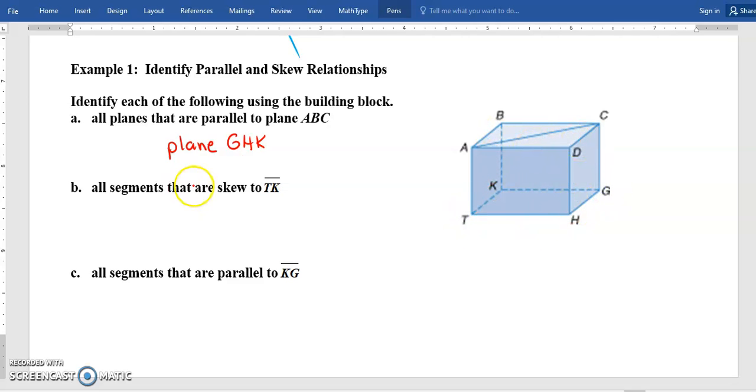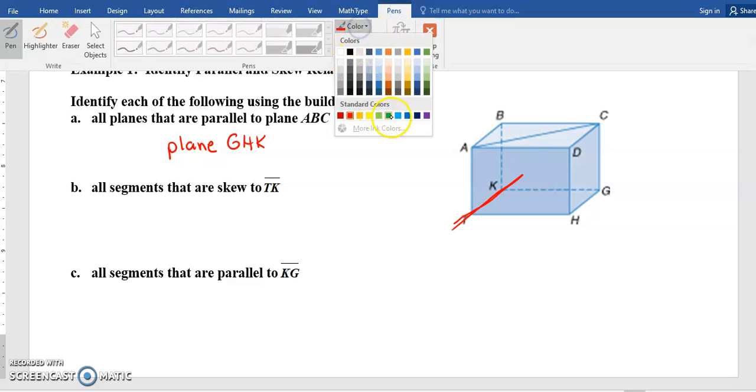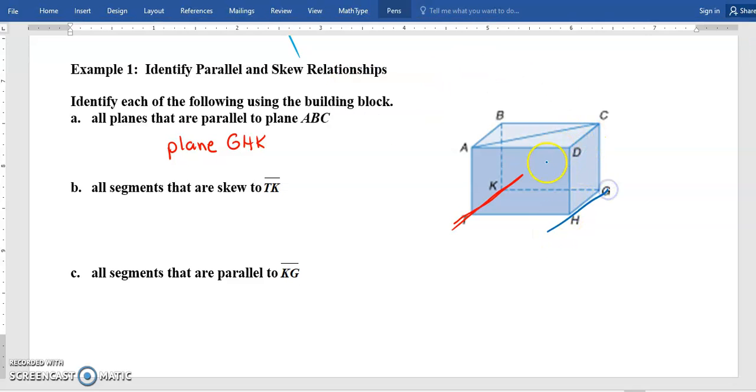The next question asks for all segments that are skew to TK. Now this is where it gets a little harder to see. Pick up a box or something if you're at home doing this and think about it. I usually use a tissue box or something. Skew means never intersecting but also not running side by side. So if we look at it, this one, and this one, those are actually all parallel. They would be parallel to the red one, not skew. Okay, they don't ever intersect, they actually run parallel.